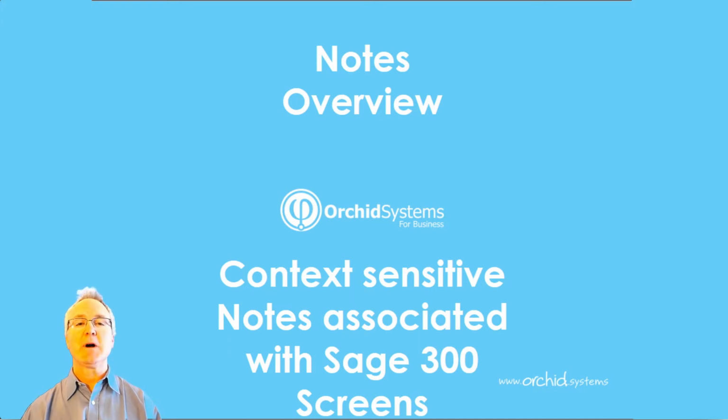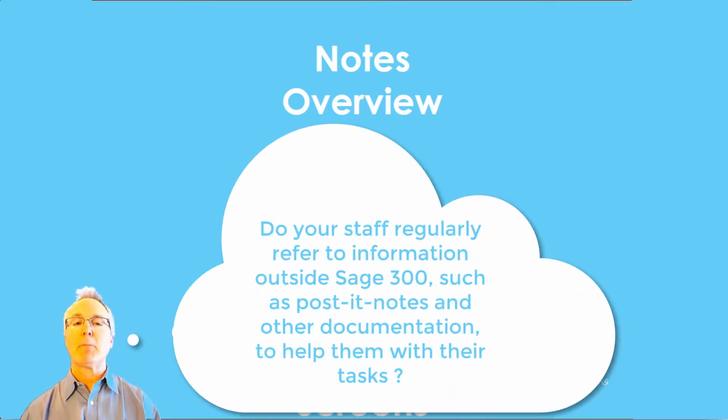Hello, and welcome to our sales overview video on Orchid Notes, a context-sensitive note associated with Sage 300 screens where you can guide people through a transaction process, pop-up alerts about customer or vendor information that allows your people to be more productive during a transaction process in Sage 300.